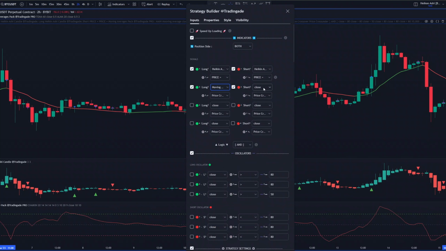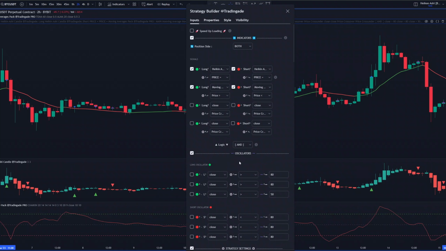We select the moving average. And then for the long side, we need the price that is greater than the moving average, while for the short side, we need the price that is lesser than the MA. Then we're gonna add the volatility confirmation based on the Heikin, which is an oscillator.